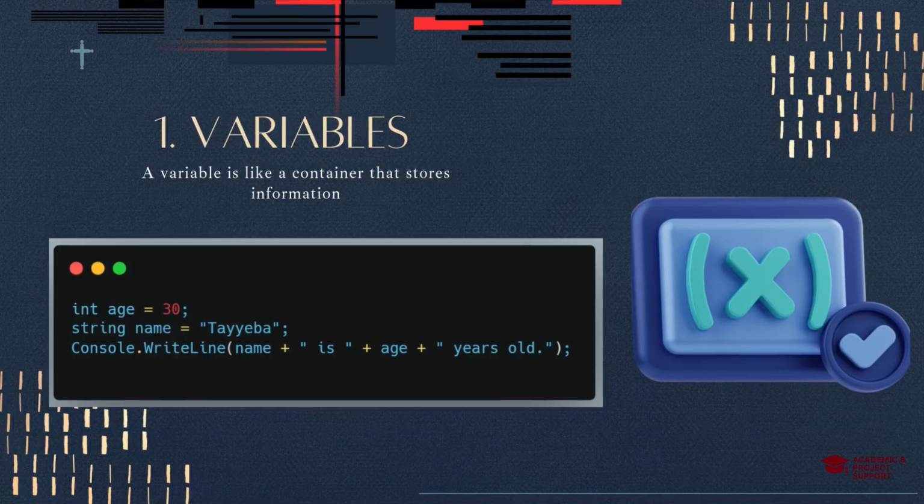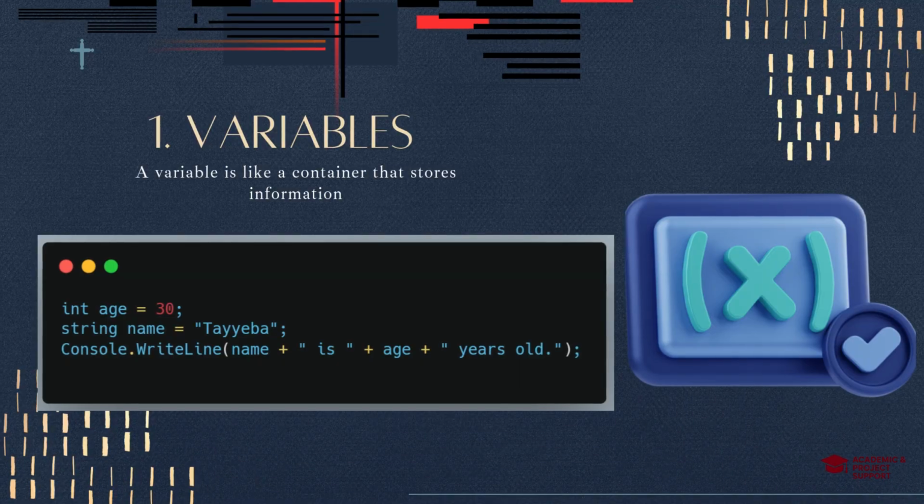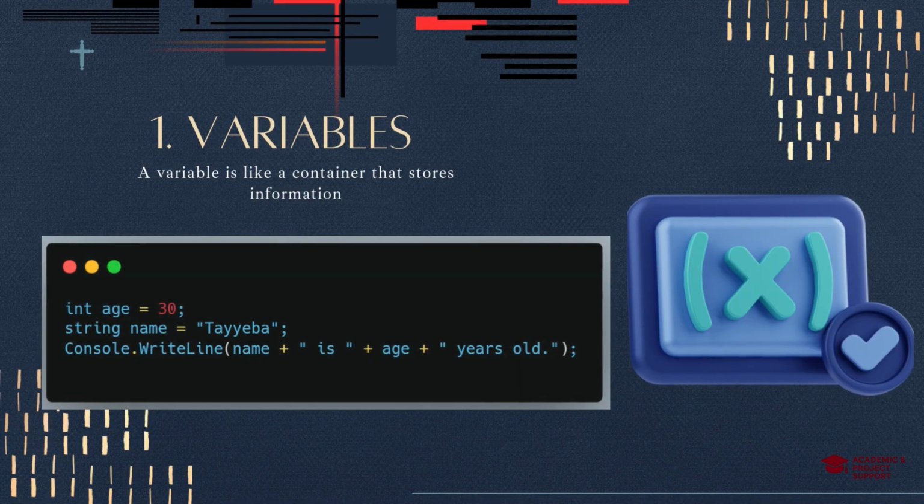First, variables. A variable is like a container that stores information. For example, here we have an integer called age and a string called name. When we run the program, it prints, Tyemba is 30 years old.